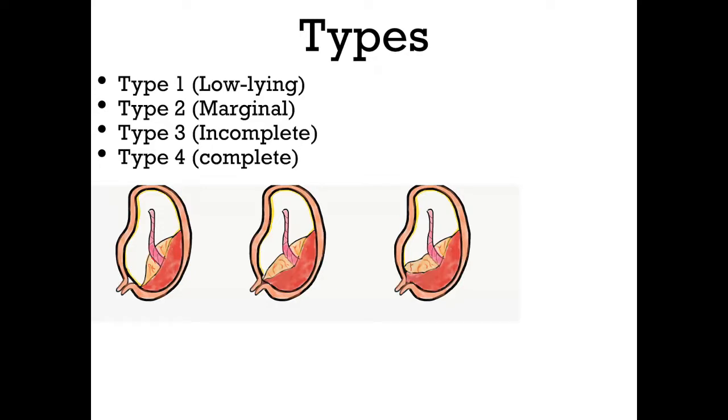Type 3 is called the incomplete type of placenta previa. In this type, the placenta partially covers the internal os of the cervix, but during labor, this covering of the internal os by the placenta is uncovered. Type 4 is called the complete type of placenta previa, also called the central type. In this type, the placenta completely covers the internal os of the cervix, and during labor also, this covering is not uncovered.